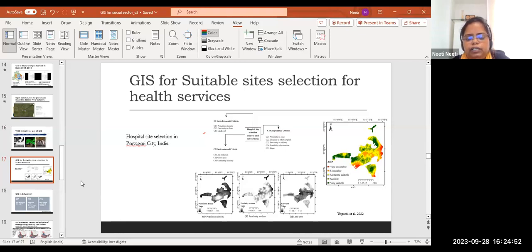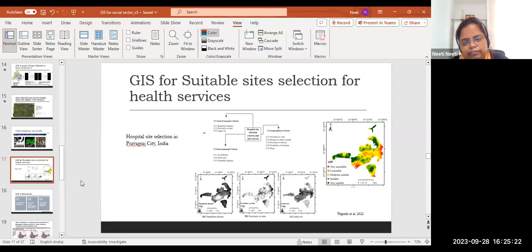For this particular research, they contacted different hospital administrators as well as researchers who work in the domain of healthcare services, and they came up with the different criteria required to establish a hospital. They came up with socioeconomic criteria, environmental criteria, and geographical criteria, 11 criteria in total. And they did some basic GIS processing.